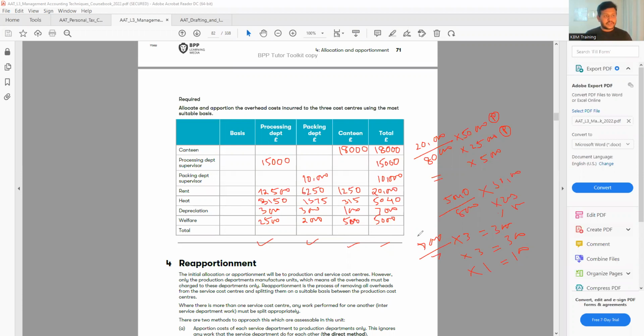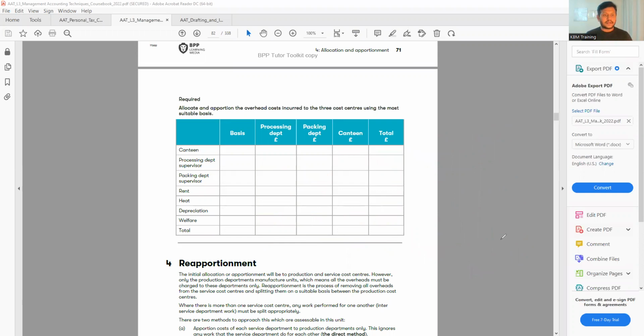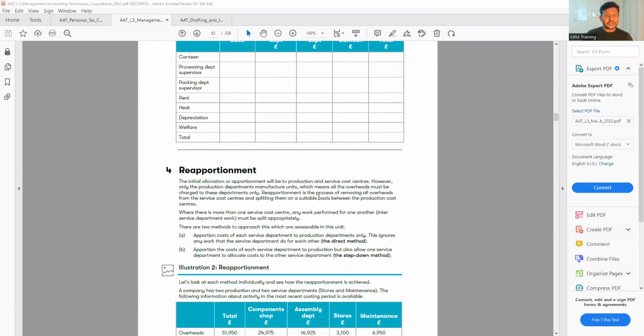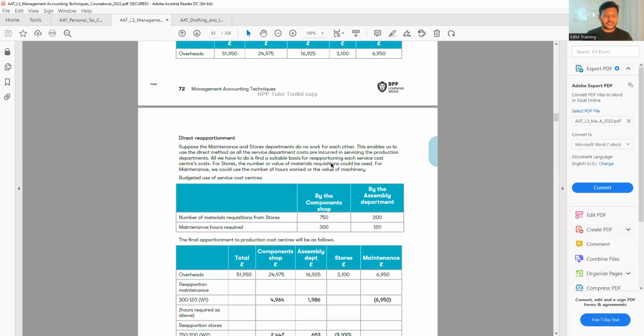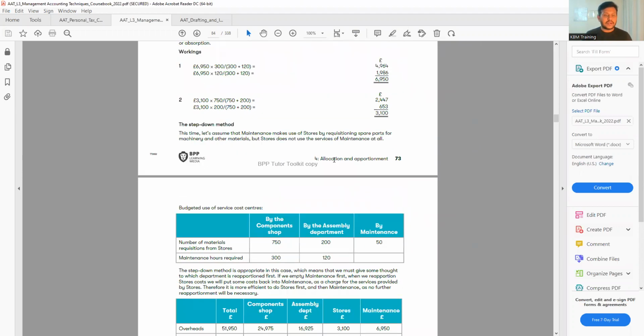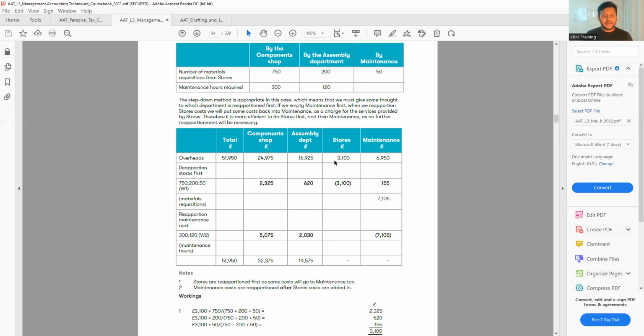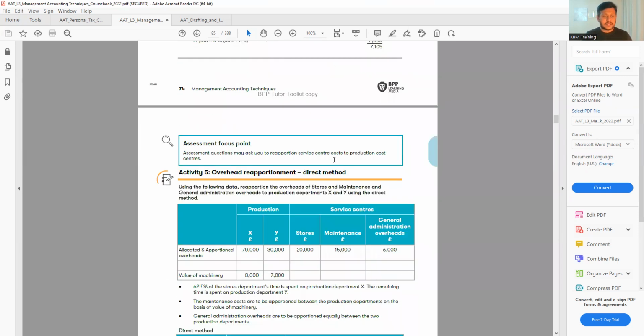Then let's move to the next one. The next one we're going to look at is the reapportionment. This one we talked about earlier. Reapportionment means moving the service department cost later on to the production department. Now for the reapportionment, we have two methods. We have a direct method and we have a step down method, which is also called the indirect method, same thing.